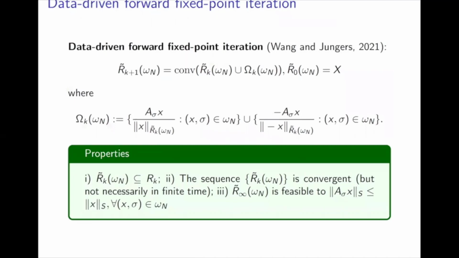But as we found out, it is easier to adapt the forward fixed point iteration in data-driven computation. So here we use the forward fixed point iteration. All we have to do is to replace the one step forward reachable set with the propagation of the sampled points. Then, because we only have a finite number of points, the computed set is always a subset of the actual set, and the sequence is also convergent, but not necessarily in infinite time. And finally, it will converge to a feasible solution to this constraint.